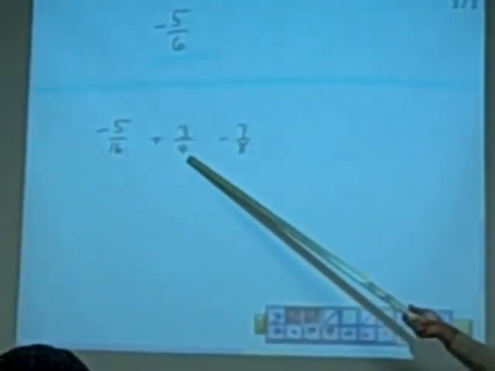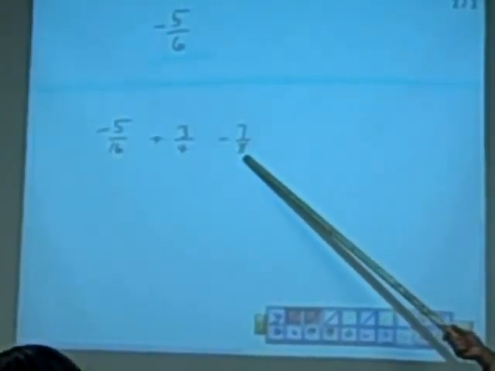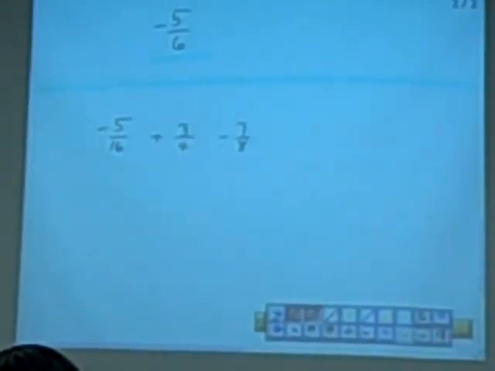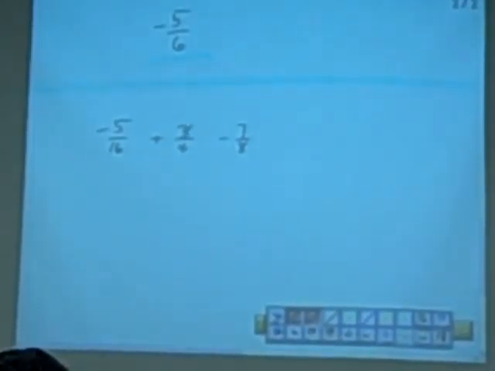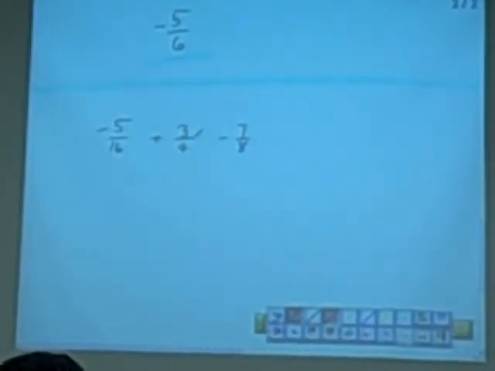7 over 8. Now, can we multiply something times 4 to give us 16? Yeah. Can we multiply something times 8 to give us 16? Yeah. So our common denominator is going to be 16, right? So we can multiply what times 3/4? 4 over 4, right. And 7/8? 2 over 2, good.